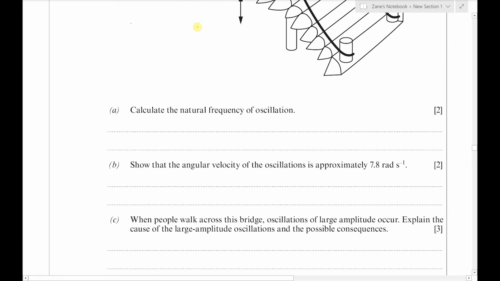We've got to calculate first of all the natural frequency of the oscillation. Well, there's a very basic relationship that frequency is 1 over period. So we've got 1 over 0.81, giving us an answer of 1.23 Hertz.